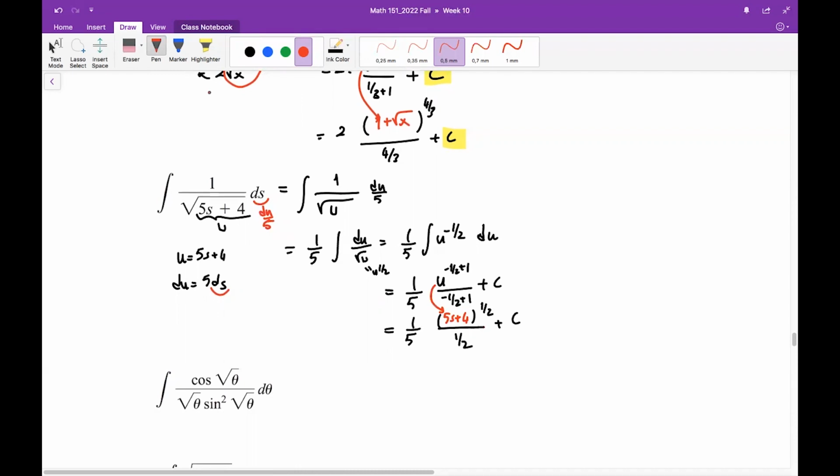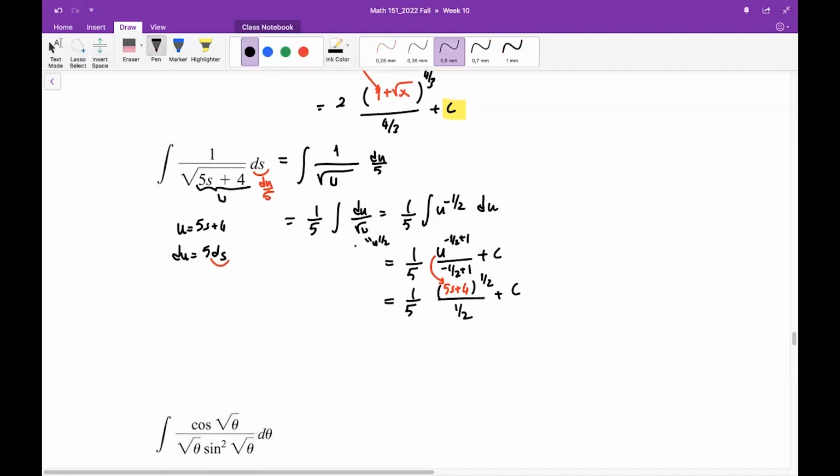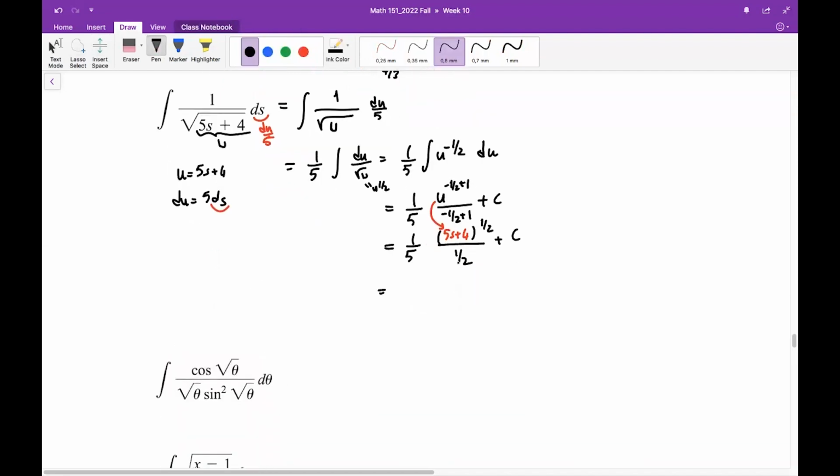Okay, and maybe you can write one more line for this example. Then the result is 2 over 5. This over 1 over 2 means square root of that expression. Okay, plus c, so 5s plus 4. Okay, this is your final result.